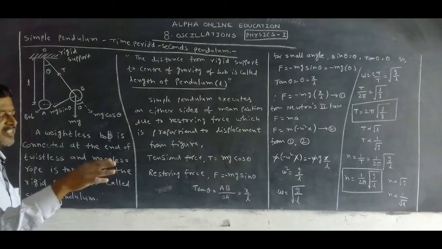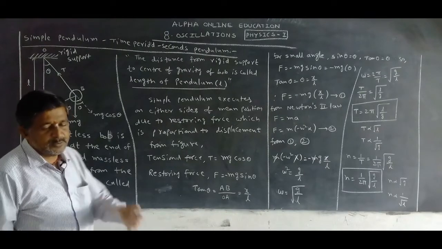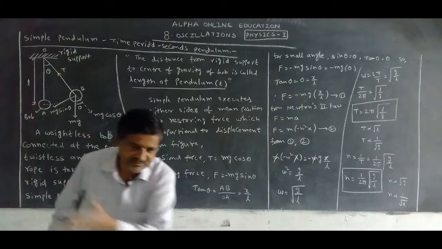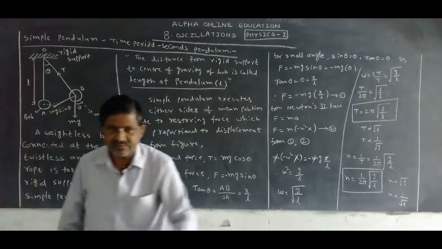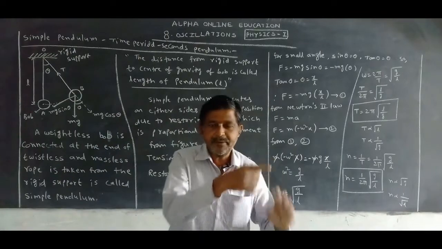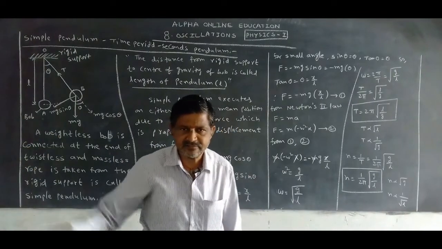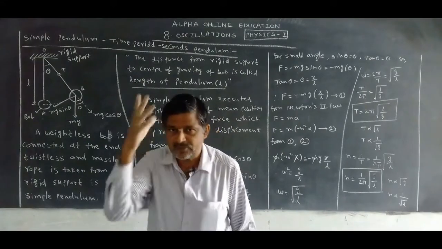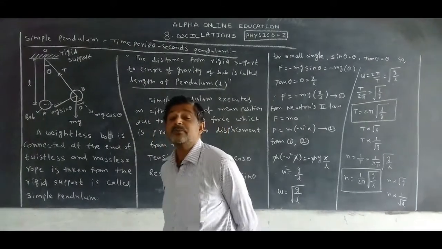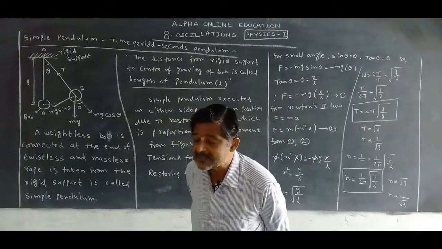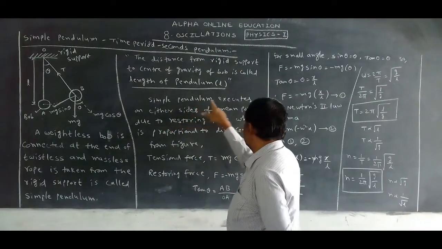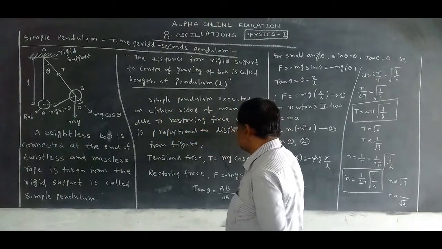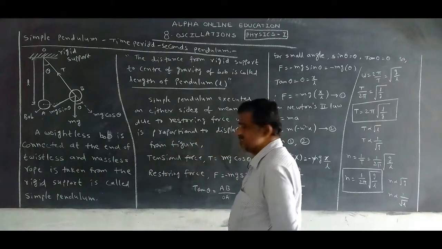force. Why does the pendulum move on either side of the mean position? When we pull and release, it moves in this direction, then after that in this direction, then in this direction. Why does the pendulum move on either side of the mean position when pulled and released? Due to restoring force. This restoring force is proportional to displacement. A simple pendulum executes motion on either side of the mean position due to restoring force which is proportional to displacement.